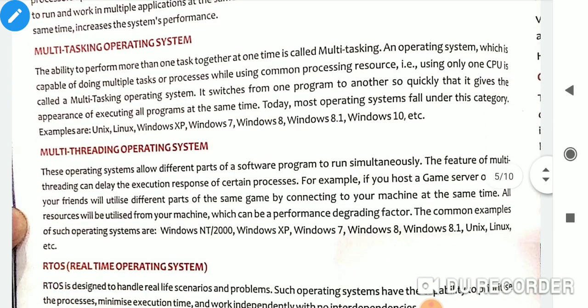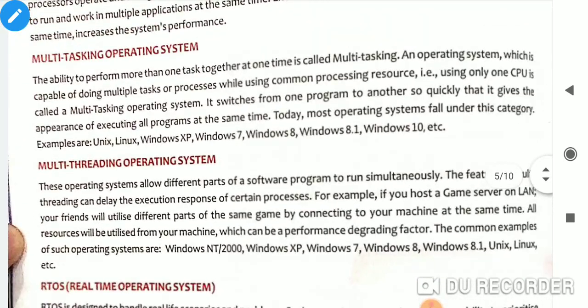The next one is multitasking operating system. As the name itself suggests, multitasking is the ability to perform more than one task together at the same time. An operating system which is capable of doing multiple tasks or processes while using a common processing resource, that is using only one CPU, is called a multitasking operating system.